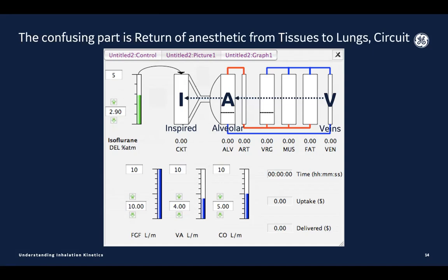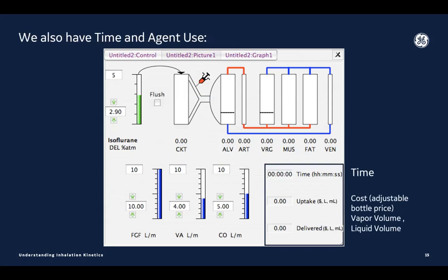The confusing part is that the anesthetic then comes from the venous blood back to the patient's alveoli. And from the alveoli, it's exhaled back into the breathing circuit, and sometimes it's re-inhaled again with rebreathing, something we won't talk about very much here. We're talking about the kinetics themselves.